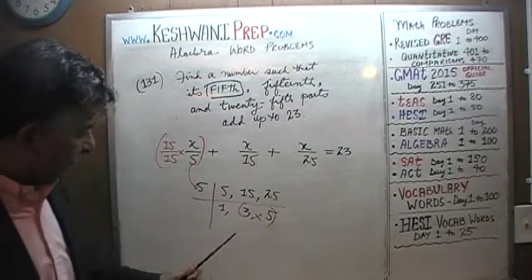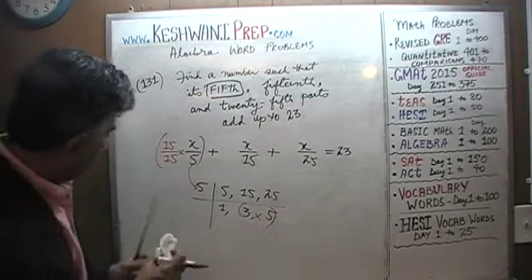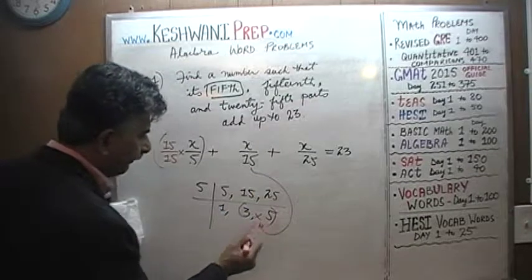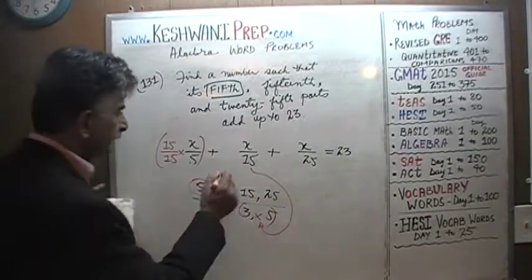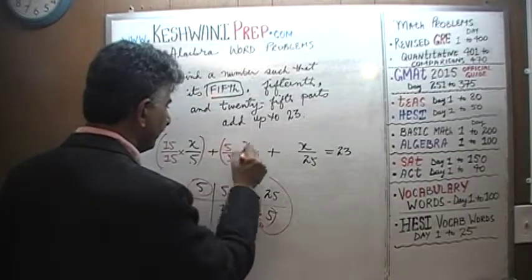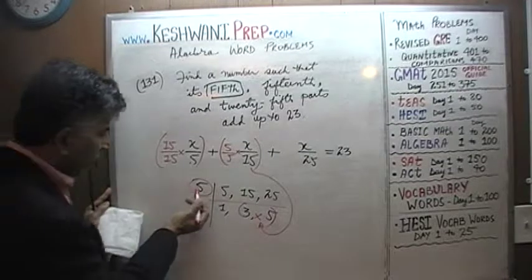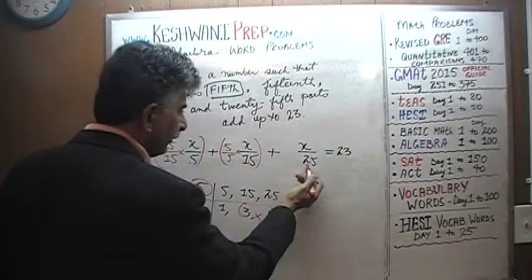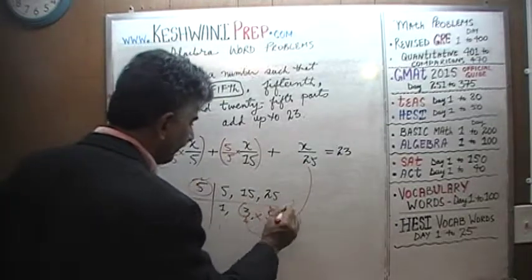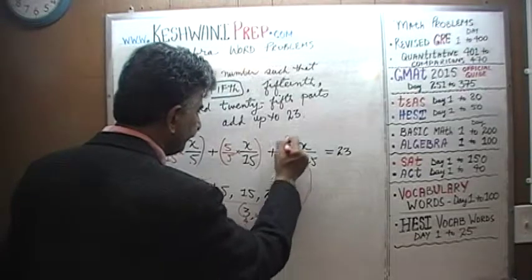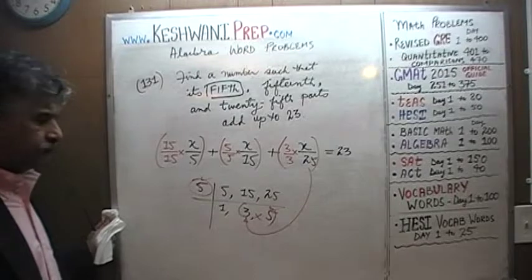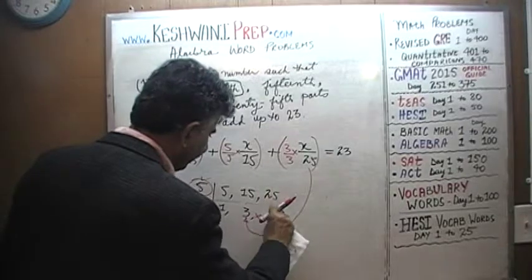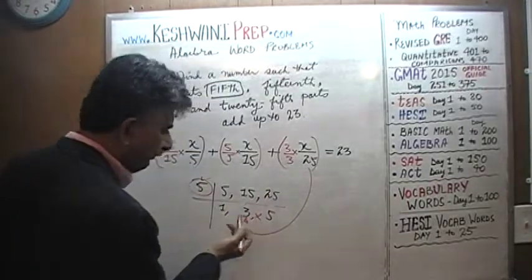In the second case, we have the 15, which is 3 times 5. We need to multiply it by 5. So let's do that. 15 times 5 is going to give us 75. And in the third case, we have the 25, which is 5 times 5, which means we need to multiply it by 3. Let's multiply it by 3. That's all. This parenthesis should go away now, because we're not talking about 5 times 5. We're talking about this 5 times 5, that gives us 3 there.